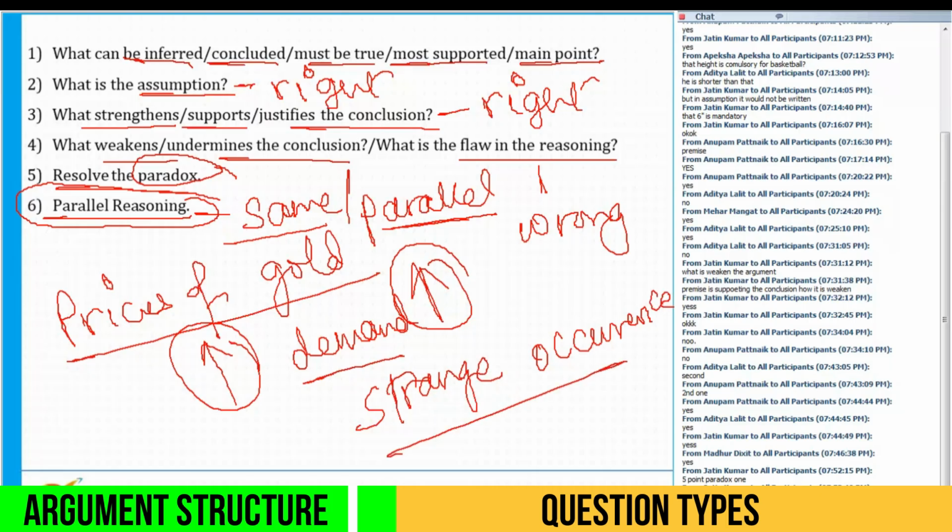Right now, what you have to do is read the options that will be given to you. They will all be giving reasons. Which of those reasons most strongly tells you why this strange occurrence is happening? That option is going to be your answer.